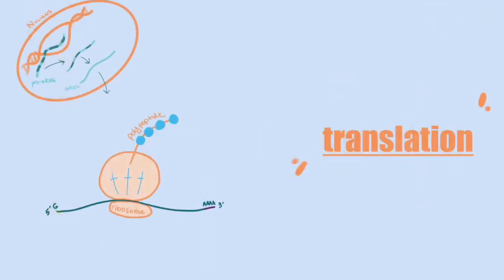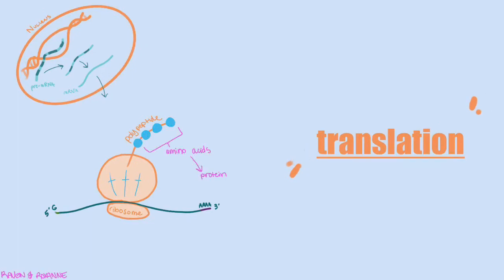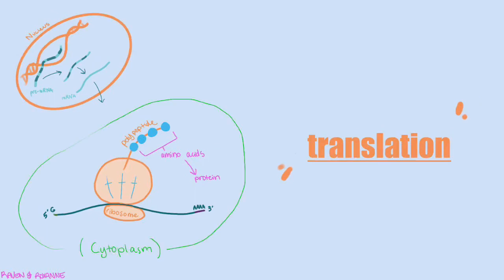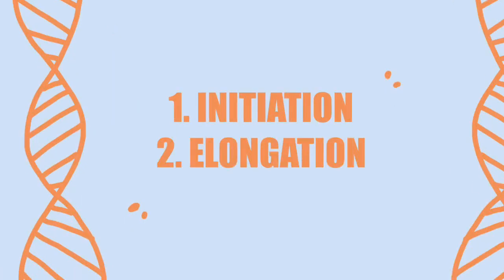Translation is the second half of protein synthesis, and this is the process of translating mature mRNA to a sequence of amino acids, which eventually codes for a specific protein. This occurs right after transcription in eukaryotes, and it takes place in the cytoplasm. There are three stages of translation: initiation, elongation, and termination.